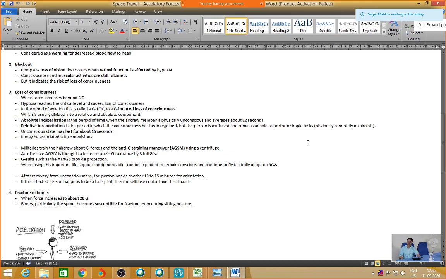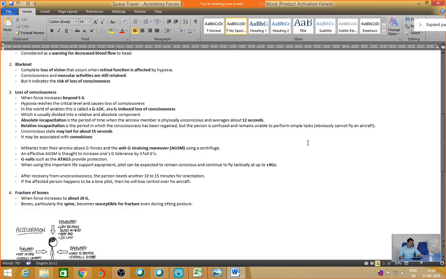The relative incapacitation stage of G-LOC means the person has resumed their consciousness but can still only perform some kind of body maneuvers to adjust themselves. This is known as relative incapacitation. When you wake up from sleep, sometimes you will see that the brain wakes up but the body is still asleep. Have you ever perceived that? It is not the same thing, but it is some kind of similar phenomenon.